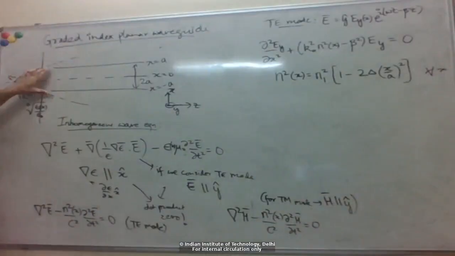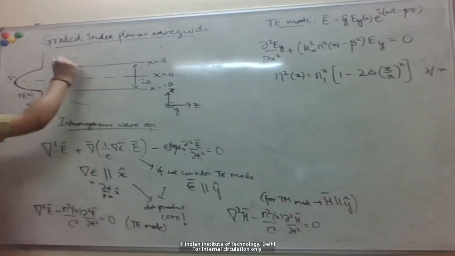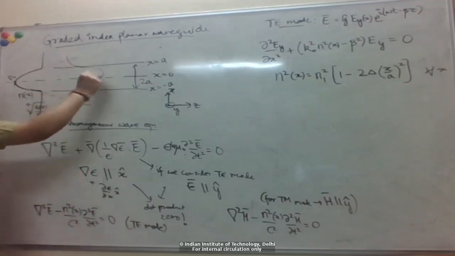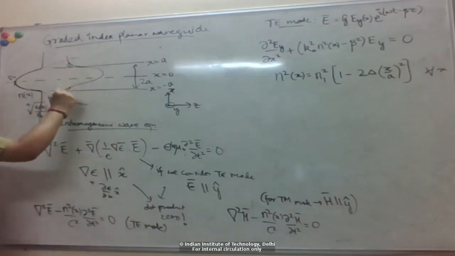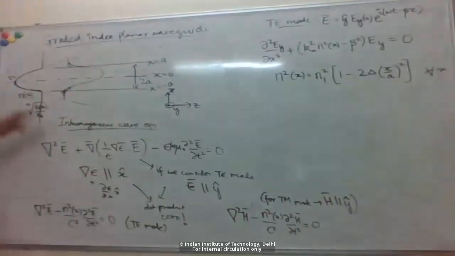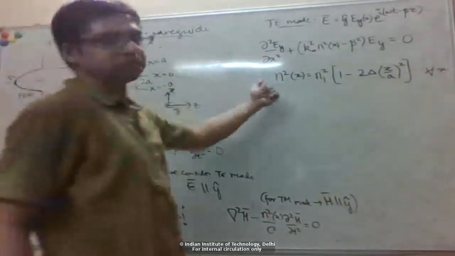So of course this is an approximation to this profile. But this works very well when the modes are well confined into the core. So if the modes are not seeing much of the cladding, so the power in the cladding is very small, then this approximation works very well.